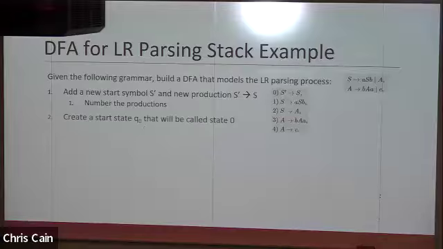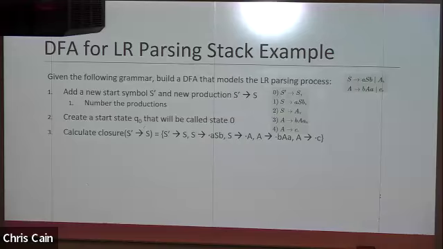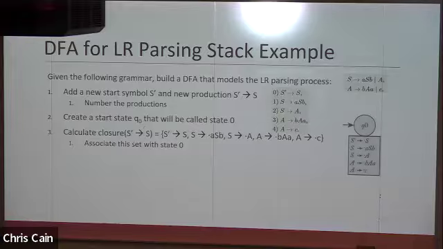Create a start state, Q0. And we start by calculating the closure of S prime arrow S. And there we have it. We associate this set with the state Q0. And there we have Q0 with this box of information that are all of the possible items that relate to Q0. That's what the setting and J flap is for.